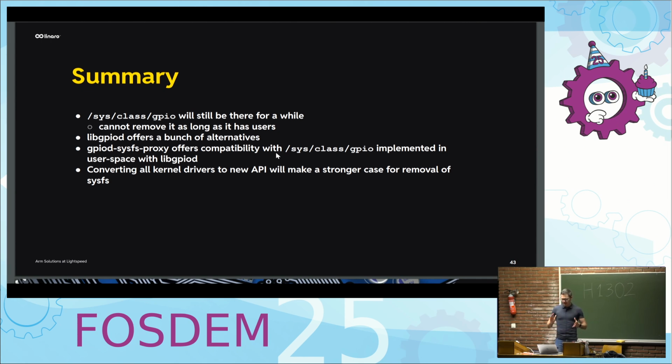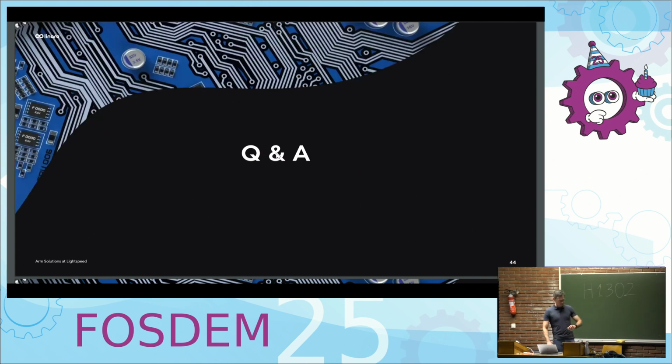And finally, well, the sysfs GPIO class will stay there for a while. We can't remove it as long as it has users. We have alternatives in the form of libgpiod. We have a compatible alternative in the form of the sysfs proxy. And the work continues on converting the legacy kernel drivers to using the new API. Once we get that done, that will make a much stronger case for removing the old interface and subsequently the GPIO class.